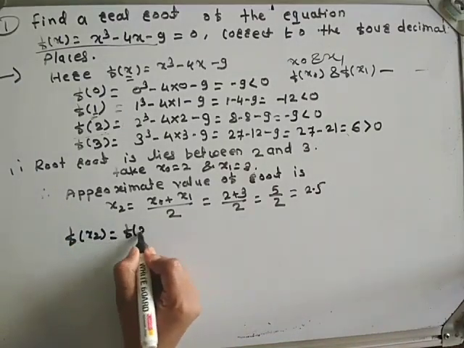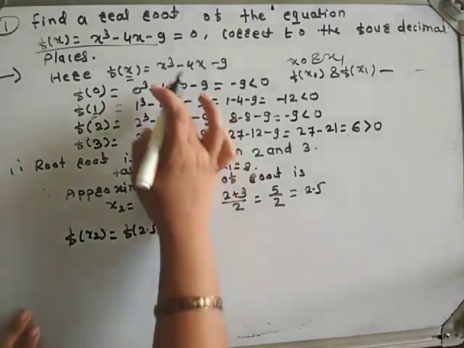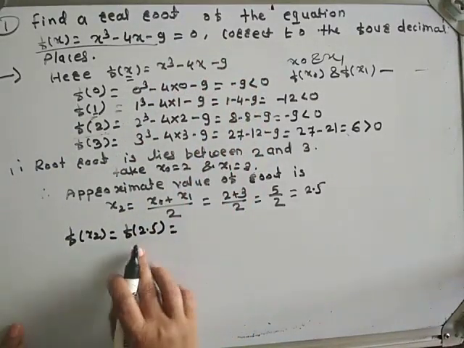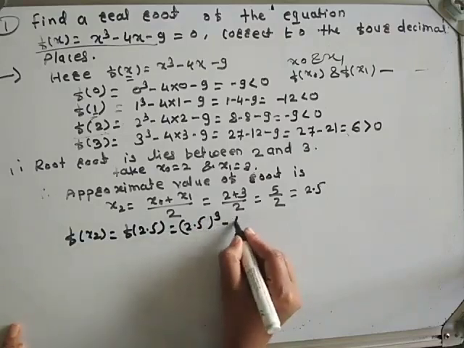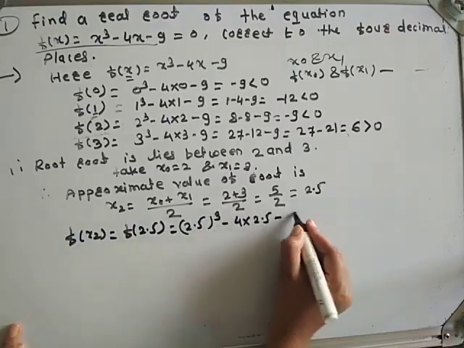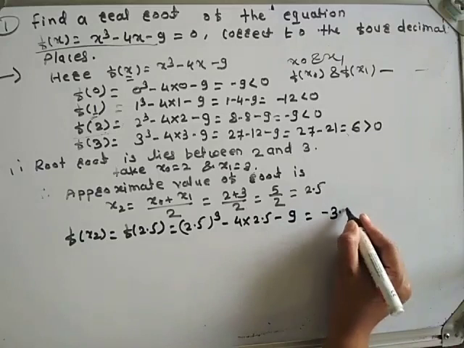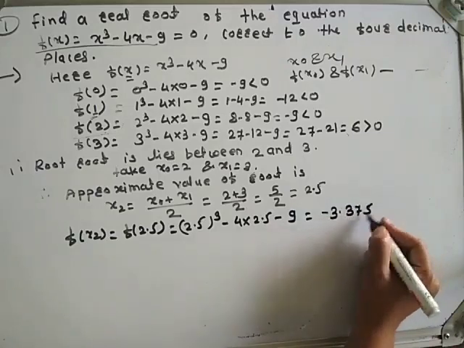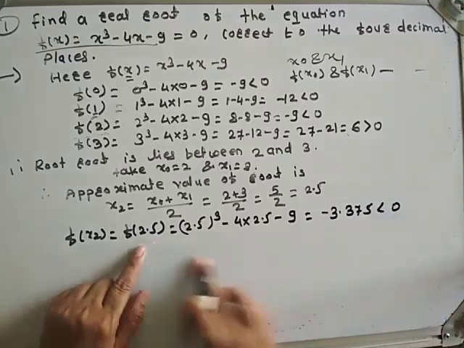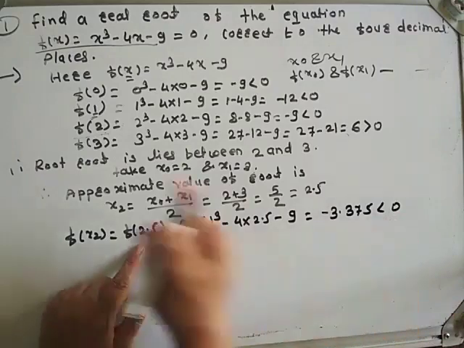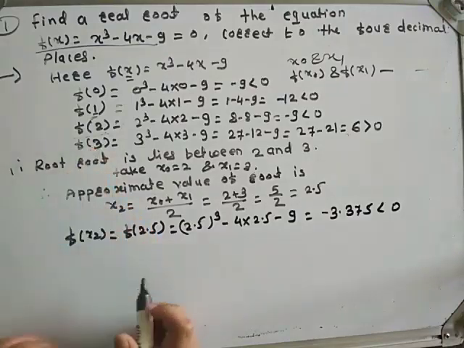F of 2.5, what is f of x? x cube minus 4x minus 9. Therefore, f of 2.5 equals 2.5 cube minus 4 into 2.5 minus 9. After calculating this value, we get minus 3.375, which is strictly less than 0. See here, f of 2.5 is negative and f of 3 is positive. Therefore, the root lies between 2.5 and 3.